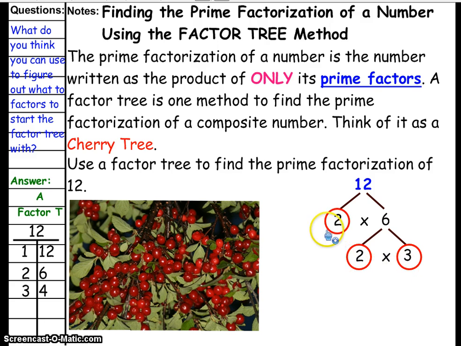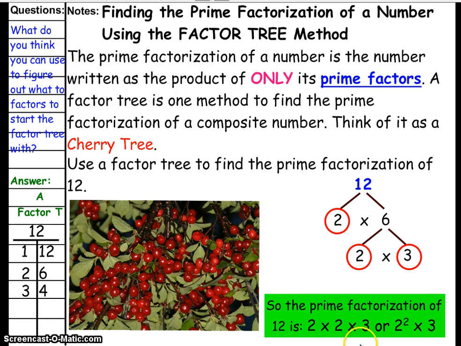Do we have cherries at the bottom of our factor tree? They're all cherries. All the numbers are now circled. Since all the numbers are now circled, that means we're done with our factor tree because branches cannot grow out of the bottom of our cherries. So that means the prime factorization of 12 is 2 times 2 times 3, or 2 to the second power times 3.